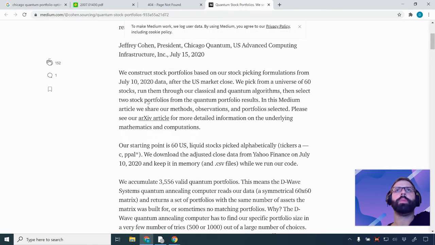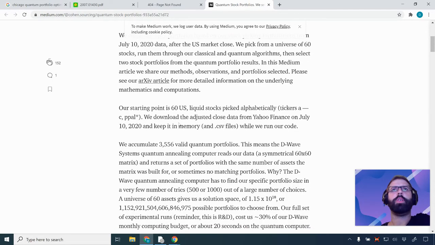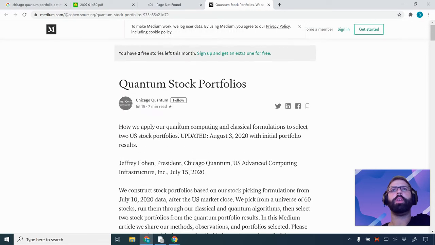We construct stock portfolios based on our stock picking formulations from July 10th, 2020 data. After the US market close, we pick from a universe of 60 stocks, run them through our classical and quantum algorithms, and select 2 stock portfolios from the quantum portfolio results. Our starting point is 60 US liquid stocks.